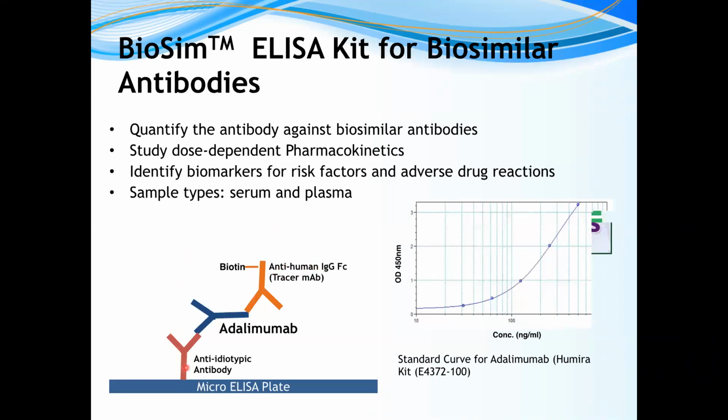It is also very helpful for the researchers who are studying the dose-dependent pharmacokinetics of these biosimilar antibodies. These ELISA kits are very helpful to identify the biomarkers for risk factors of these antibodies, and also adverse drug reactions. They can be used for different sample types like serum and plasma. So this is the typical standard curve for biosimilar antibodies.